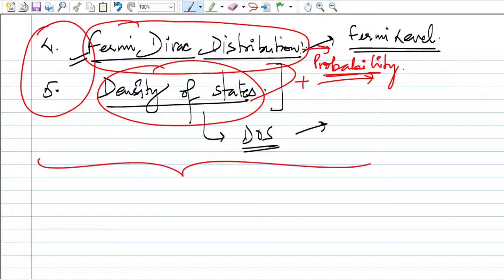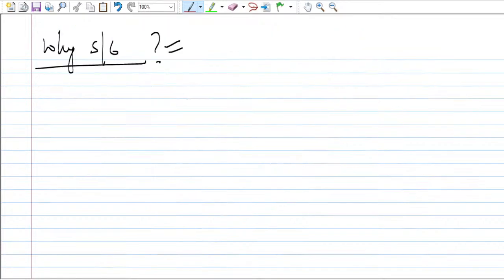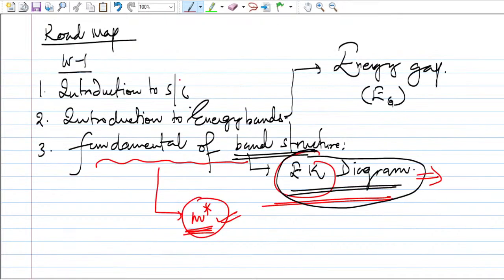Week one is 5 days. These 5 days are the roadmap. The introduction to electronic devices, before understanding electronic devices, we have to get started with the basics.